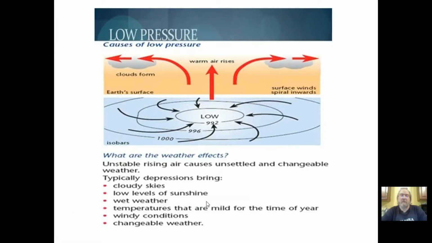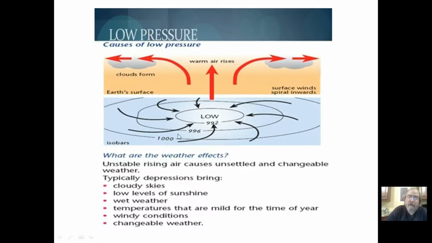So a little summation of low pressure. Unstable rising air causes unsettled, changeable weather. You get cloudy skies, low levels of sunshine, wet precipitation, and temperatures that are mild for the time of year. Low pressure tends to be a bit warmer because you've got the cloud cover, and cloud cover is an insulatory factor. It could be windy. You've got wind moving in, and you've got changeable weather.